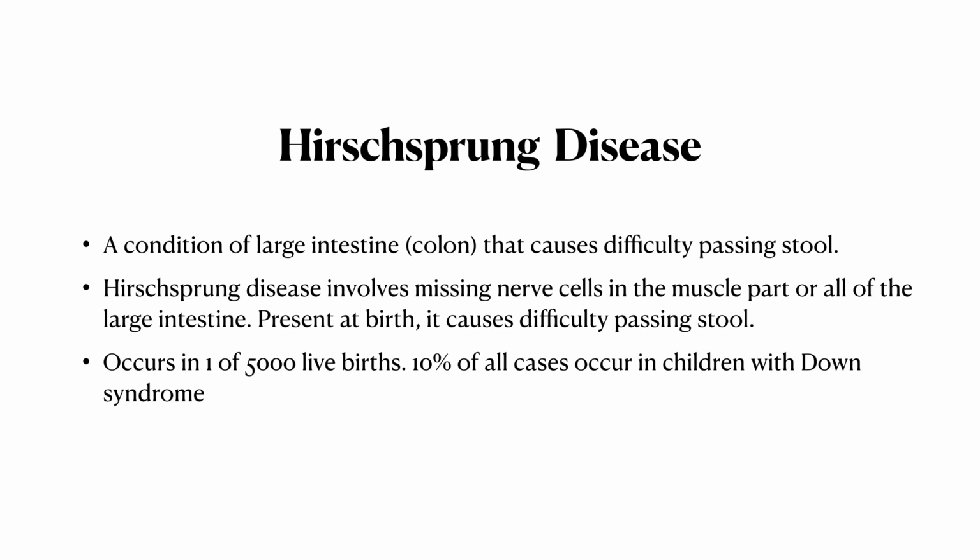Now these nerve cells are important because they cause the peristaltic movement to happen, which in turn helps the completely digested food to get passed along the gastrointestinal tract. If these nerve cells are absent or missing, then this peristaltic movement is absent, which in turn leads to accumulation of the digested food particles prior to the muscle part in which the nerve cells are missing.